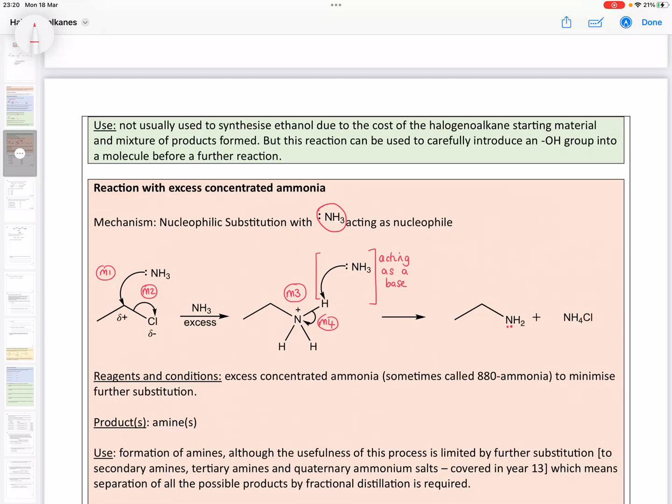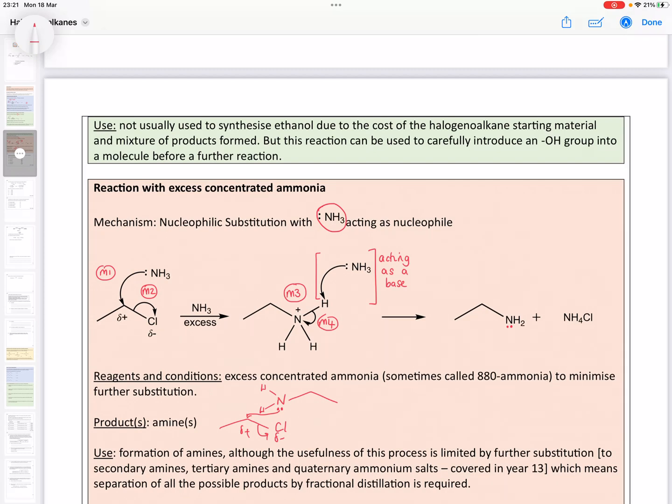Okay, so I'm going to show you a little supplementary mechanism down here now, which is quite interesting. So we've got some of our starting material, chloroethane, and what's possible to happen is that the amine, which has been formed from the first reaction, is capable of acting as a nucleophile, and it can attack this delta positive carbon. Looks quite interesting, doesn't it?